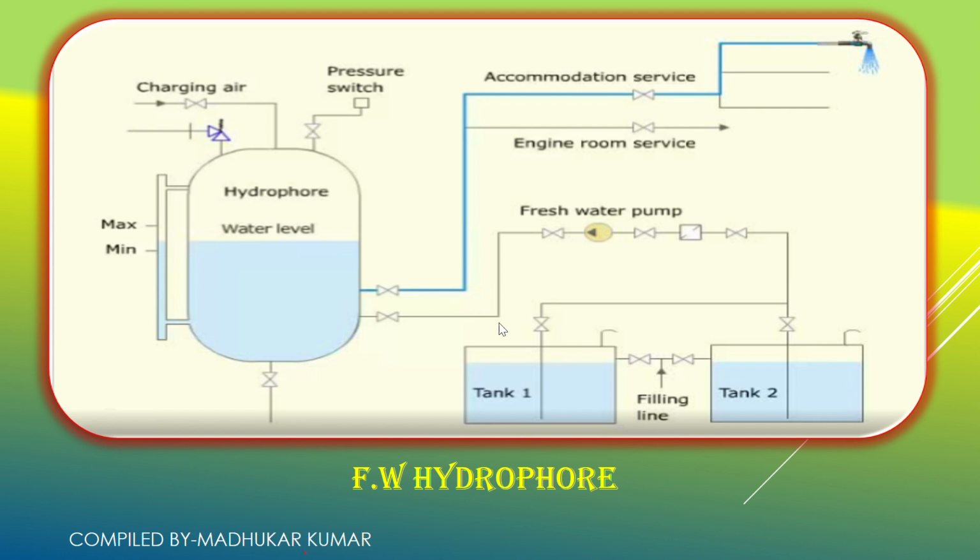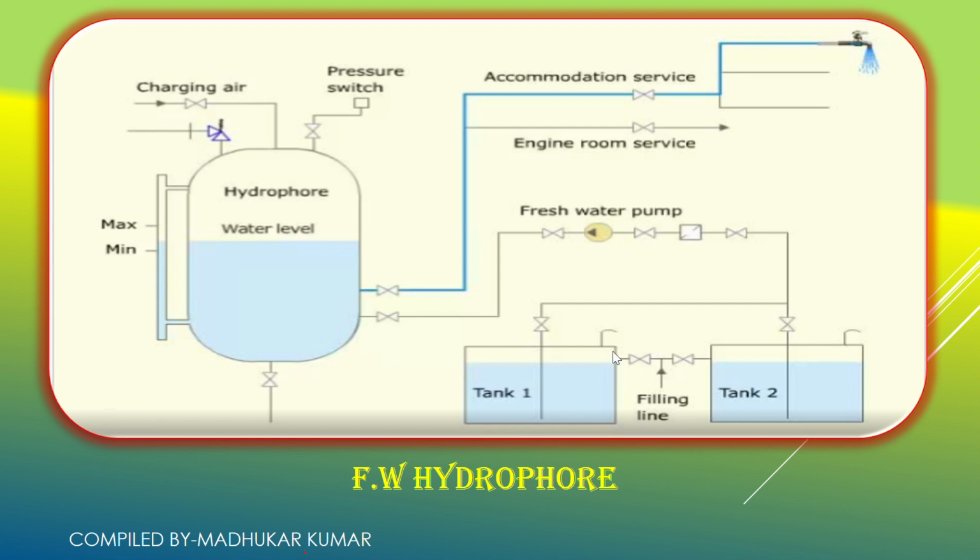We can see over here we have two tanks: freshwater tank port and freshwater tank starboard. We have this filling line, which basically comes from the freshwater generator. After the water generation, the freshwater distillate pump supplies the water. If we want to fill tank 2 or tank 1, we open the desired valve and the tank will be filled up.